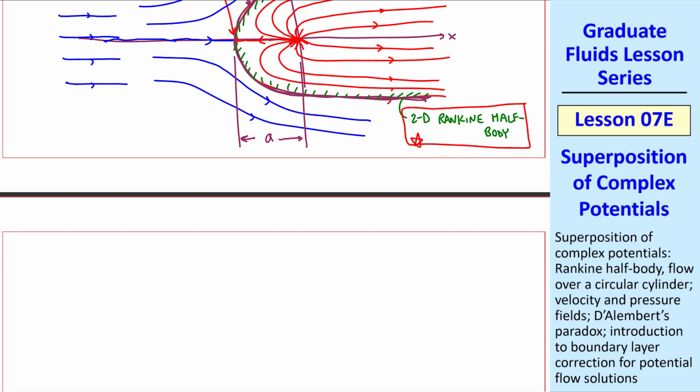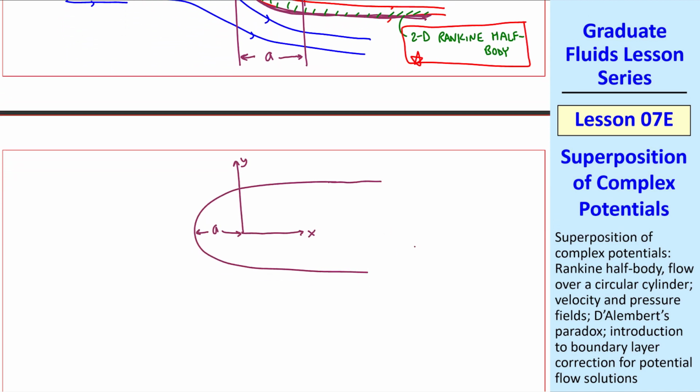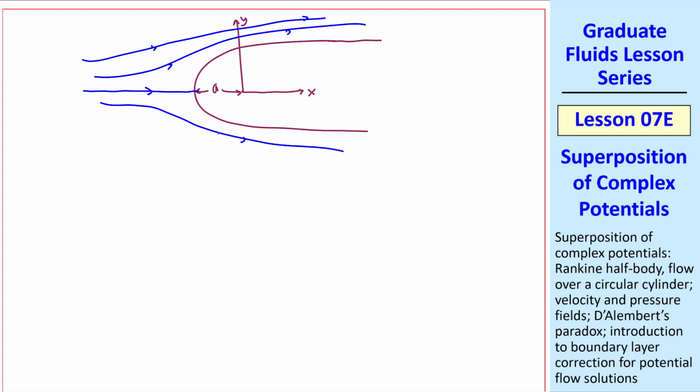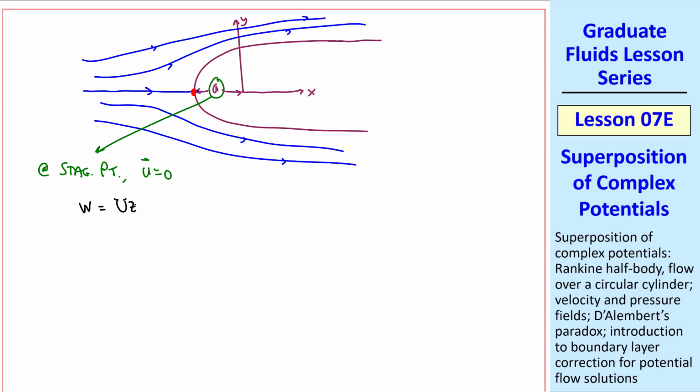How do we calculate dimension A? I'll redraw the half-body without the internal flow, so I'll just show some streamlines outside the Rankine half-body. To calculate A, we know that at the stagnation point, which is here, the velocity must be 0, and since W is Uz plus m over 2 pi natural log of z, then the complex velocity dW/dz is simply U plus m over 2 pi z, and we'll set this to 0 at the stagnation point.